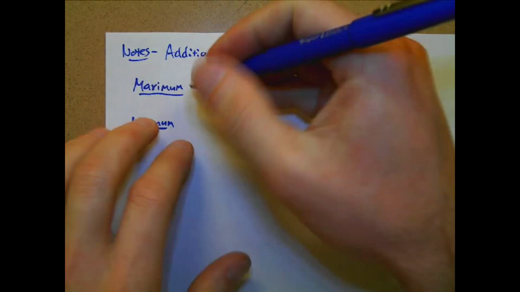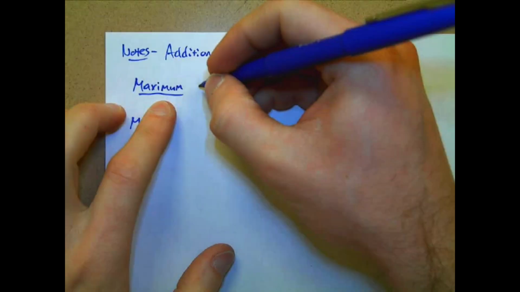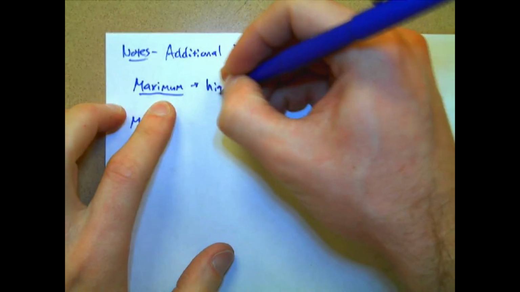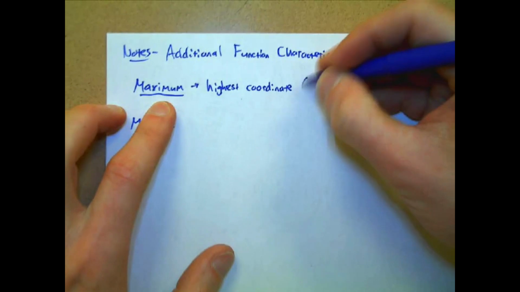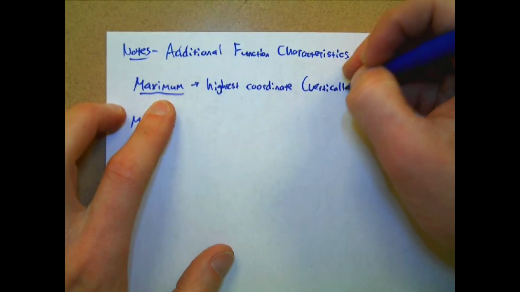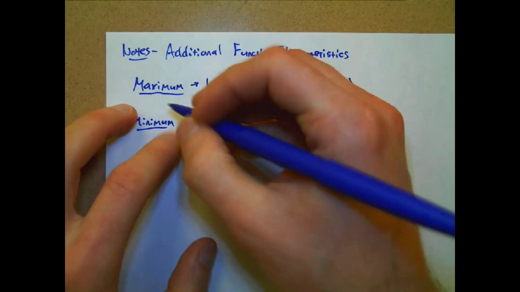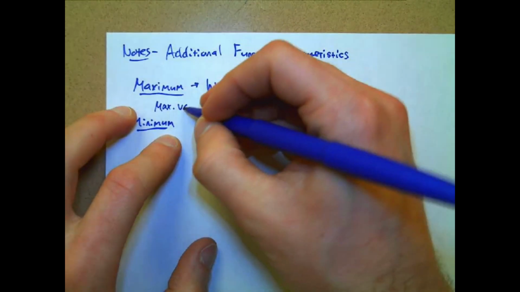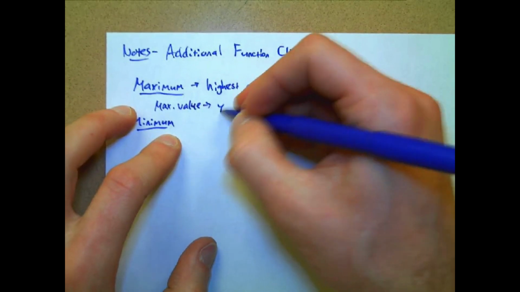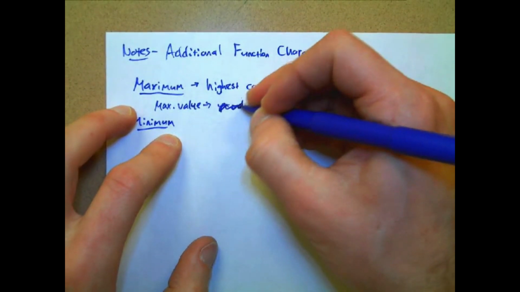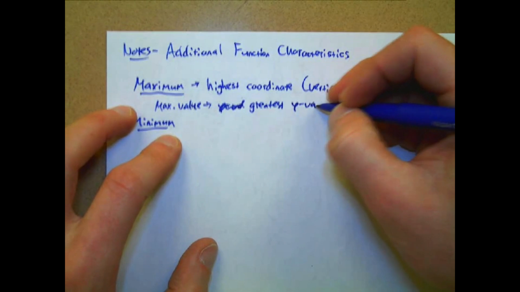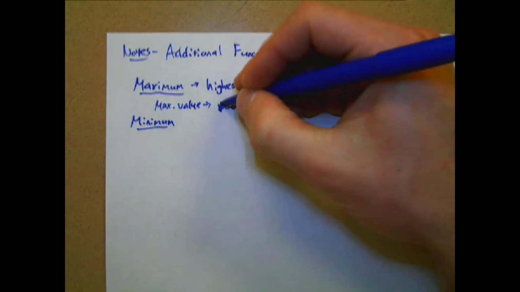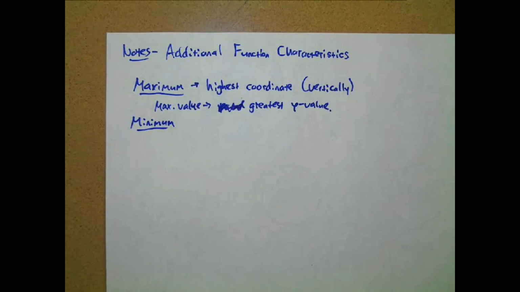So the maximum, you could just say it is the highest coordinate. I guess I'm going to say vertically. The maximum value refers to just the y value only. Greatest y value. So the maximum of the function would be like the coordinate. Maximum value would be the greatest y value.